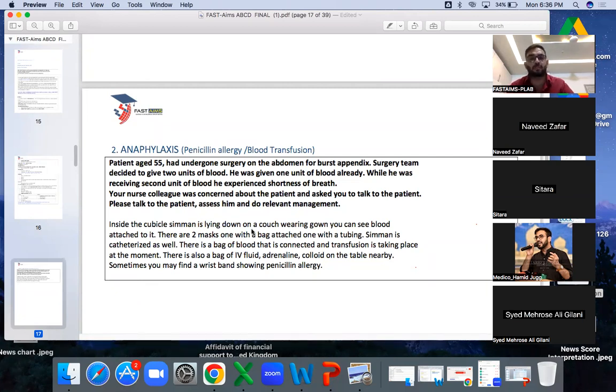The patient has been operated on. He's in the ward and you get the call. You're not told whether he's receiving a blood transfusion or not. You need to explore. The clue is that they want you to explore. They have not told you that the blood transfusion is going on. That is the clue of this scenario. He underwent appendectomy and they call you, saying the patient is not feeling well. You come and see he's having shortness of breath. Let's suppose this is the scenario.